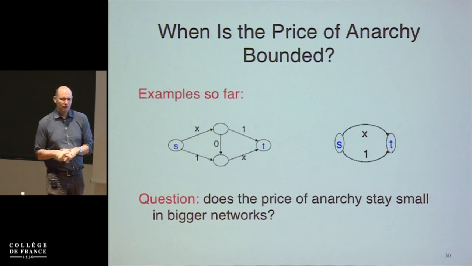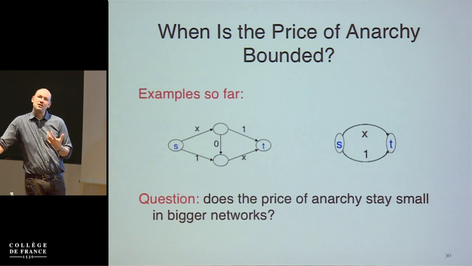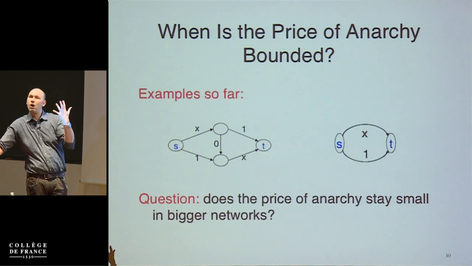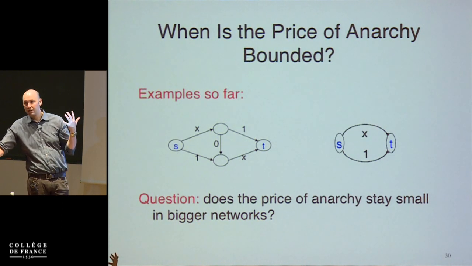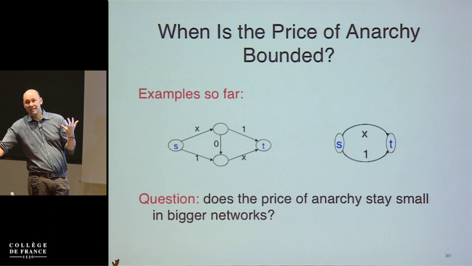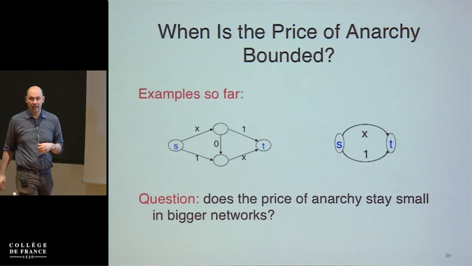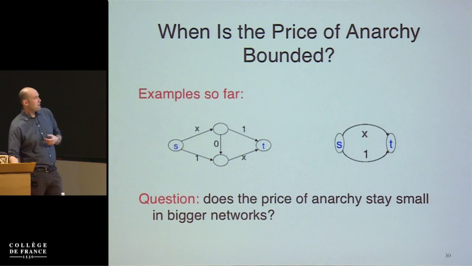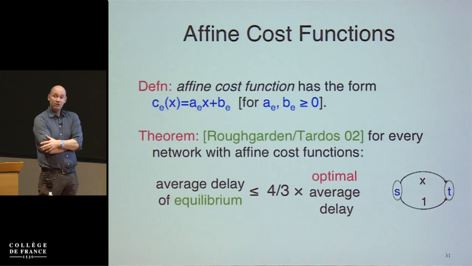And if you were feeling really bold, delusional maybe even, you might be tempted to conjecture that maybe this is always true. Maybe the price of anarchy is actually never more than 4/3. And the reason that's such a bold conjecture is that networks can get much bigger and much more complicated than these toy networks that we see in these two examples. But despite seeming a little delusional, it's actually true.